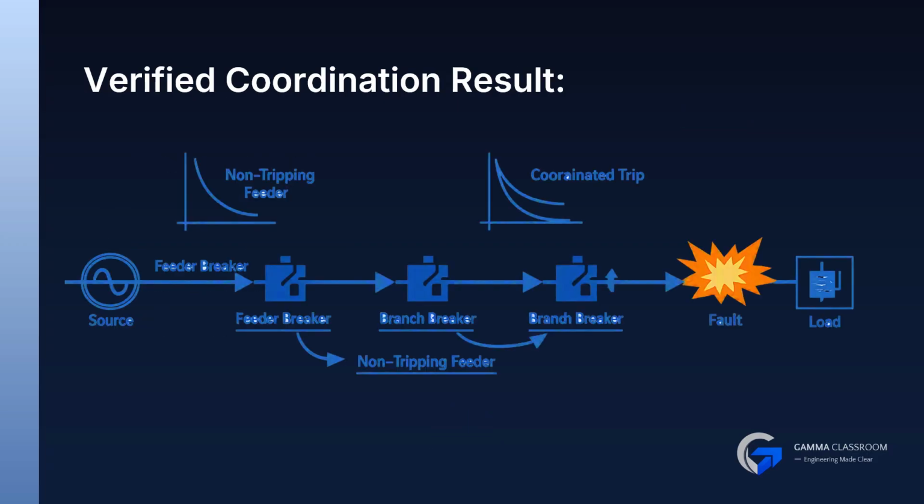Here all curves are plotted with no overlap. Selectivity achieved and utility approval confirmed. This is a hallmark of proper AC protection design.